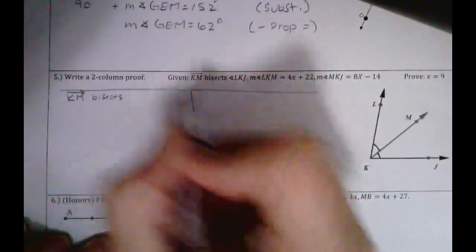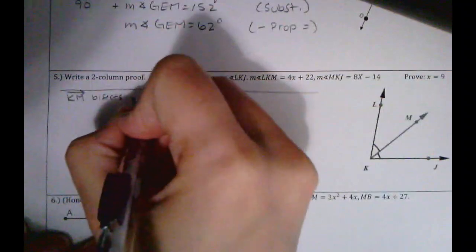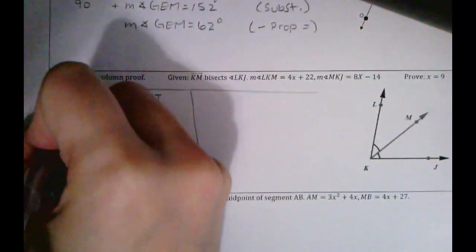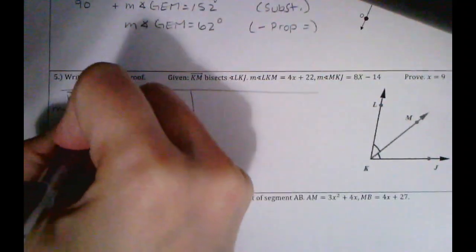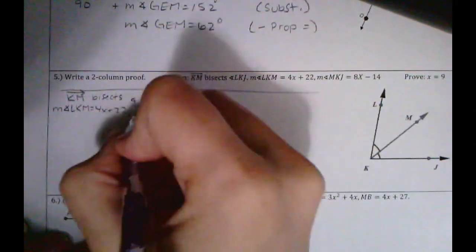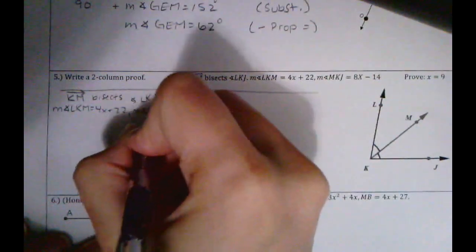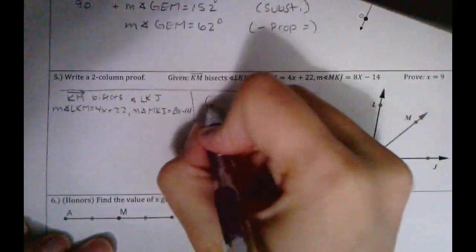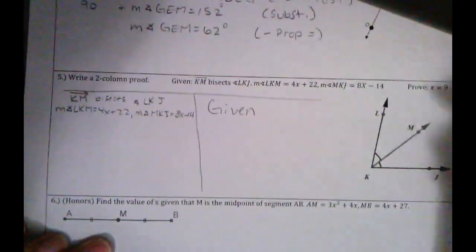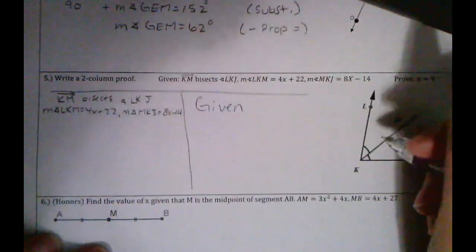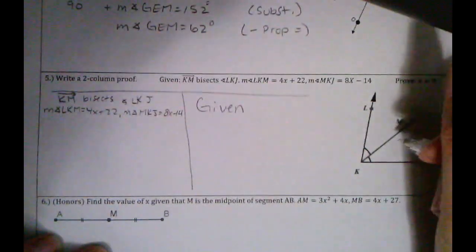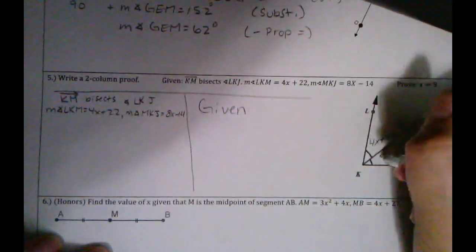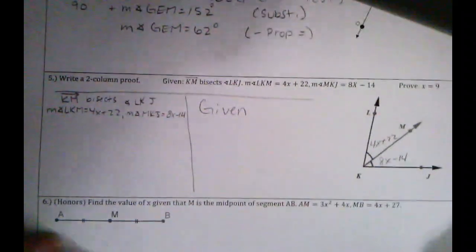So KM bisects angle LKJ. We also know that LKM is 4x plus 22, and MKJ is 8x minus 14. Okay, all of these are given. I like to label over here what it gives me. So LKM is 4x plus 22, and then MKJ is 8x minus 14.